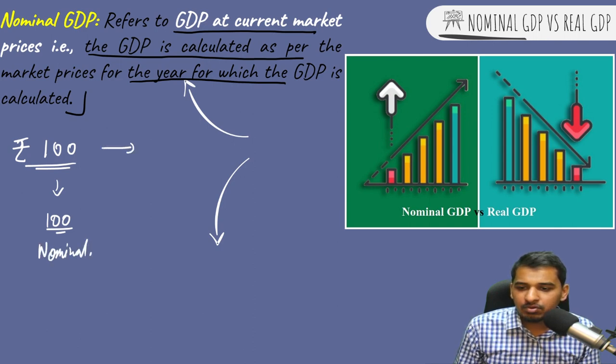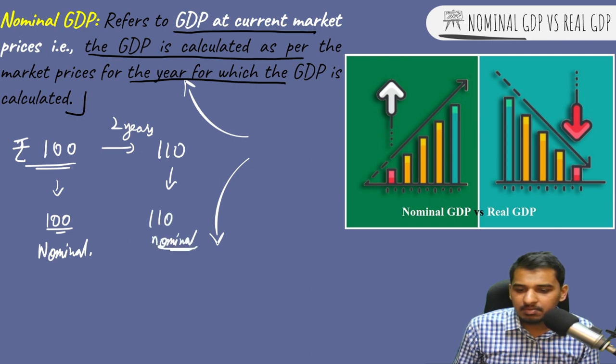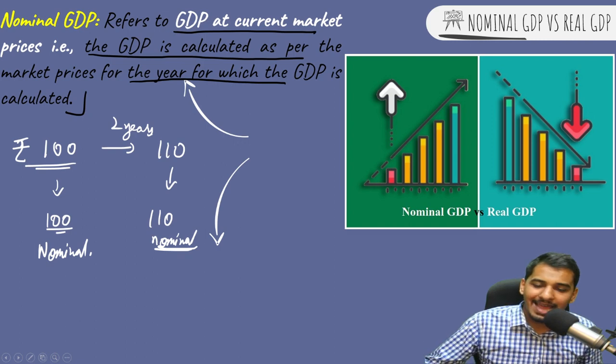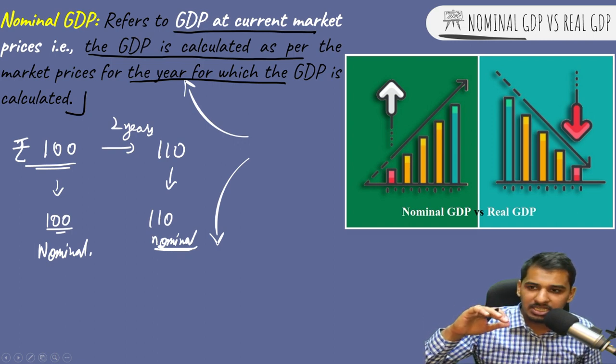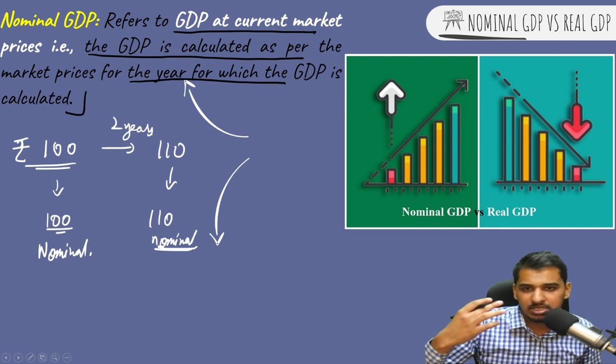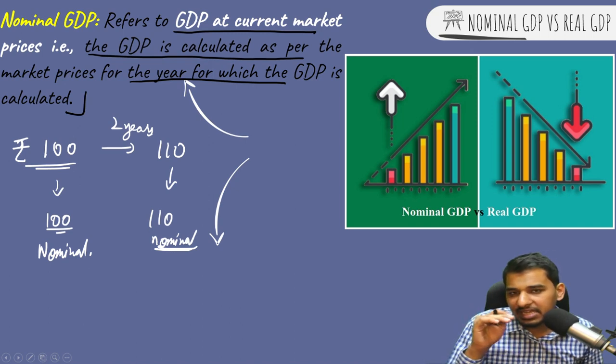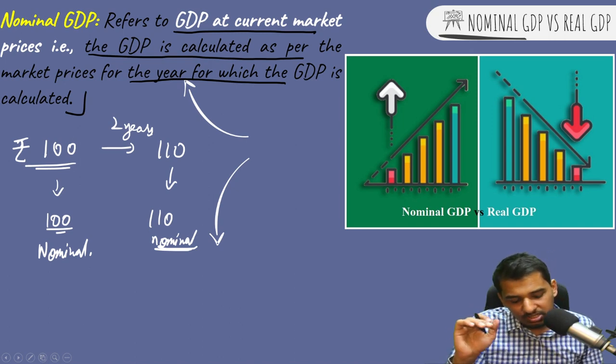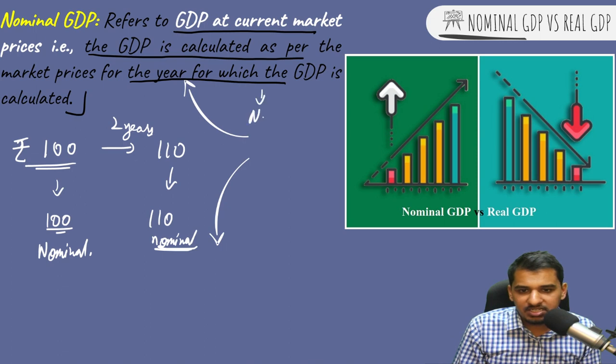And if this shampoo became 110 rupees after 2 years, its price was increased. So the GDP of India will be 110. This will be the nominal GDP. As the value of goods and services increases, the nominal GDP also increases. So there's no kind of inflation adjustment. In case of nominal GDP, no inflation adjustment takes place.